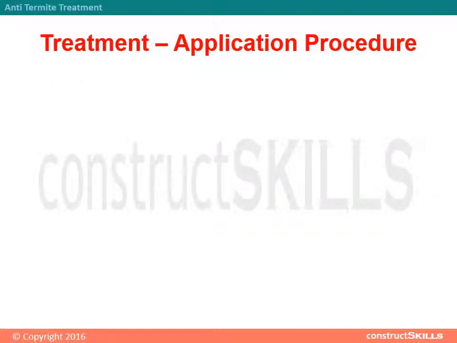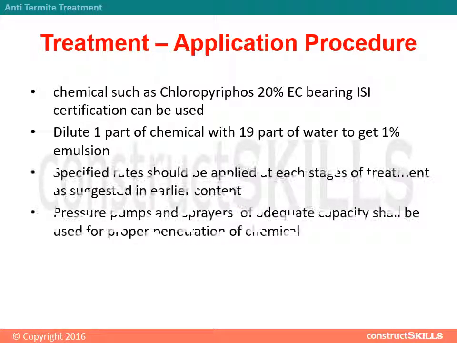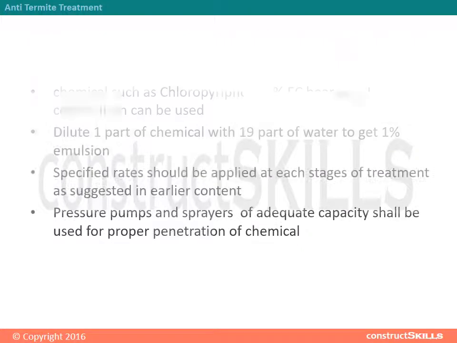Procedure of application. Chemicals such as chlorpyrifos 20% EC bearing ISI certification can be used. For that, dilute 1 part of chemical with 19 parts of water to get a 1% emulsion. Specified rates should be applied at each stage of treatment, as suggested in earlier content, with the help of pressure pumps and sprayers of adequate capacity for proper penetration of the chemical.